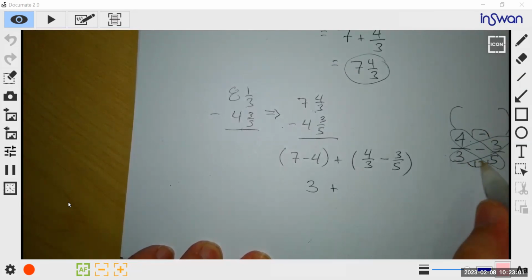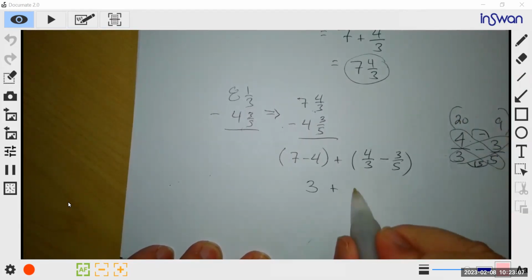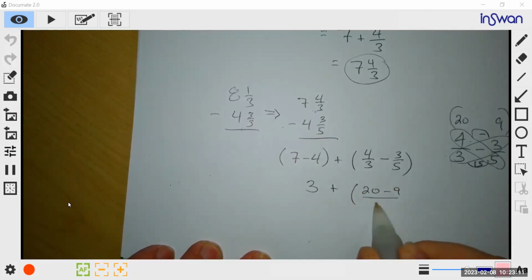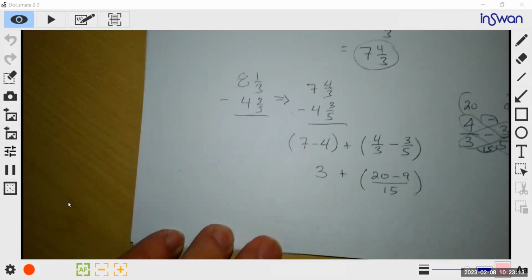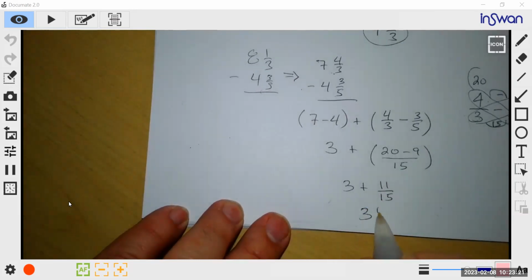Three times 5 is 15. 5 times 4 is 20. 3 times 3 is 9. So it's 20 minus 9 over 15... 11/15. There's your answer.